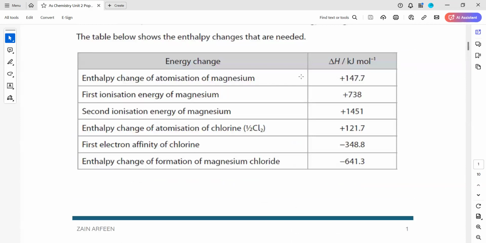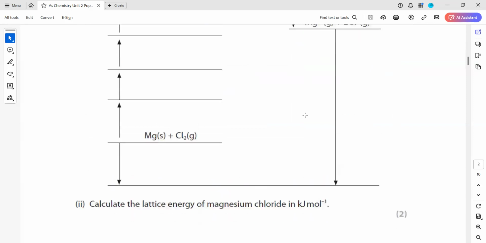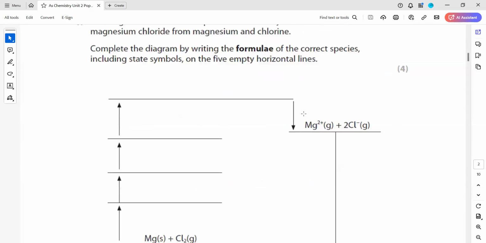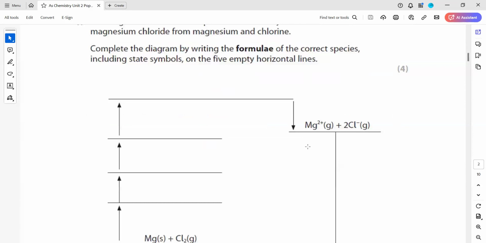The enthalpy change of atomization of magnesium is given. First ionization of magnesium, second ionization, and the enthalpy change of atomization of half a mole of chlorine are given. Then the first electron affinity is also given, then the enthalpy change of formation of magnesium chloride. From that, we have to first complete the diagram by writing the formula of the correct species. Include the state symbols on the 5 empty horizontal lines.